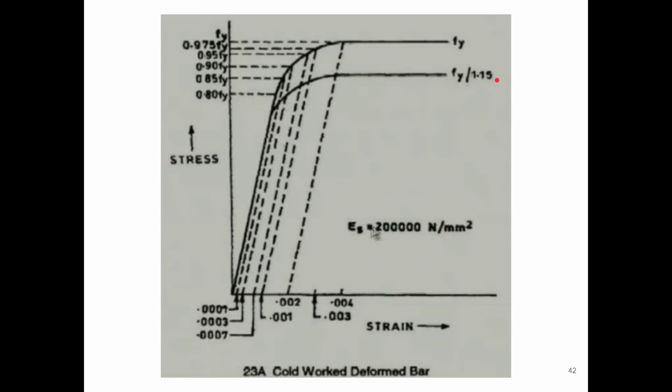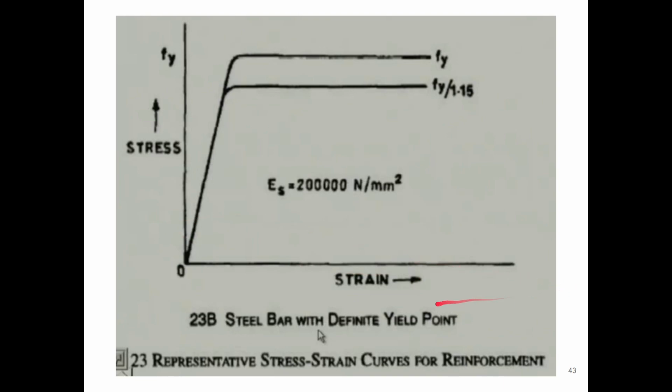The ES value is taken as 2 into 10 to the power 5 megapascal, as I told you. So this is the stress strain curve for cold work deformed bar. Apart from that, this is the stress strain curve for a steel bar having a definite yield point. The ES value will always be the same.